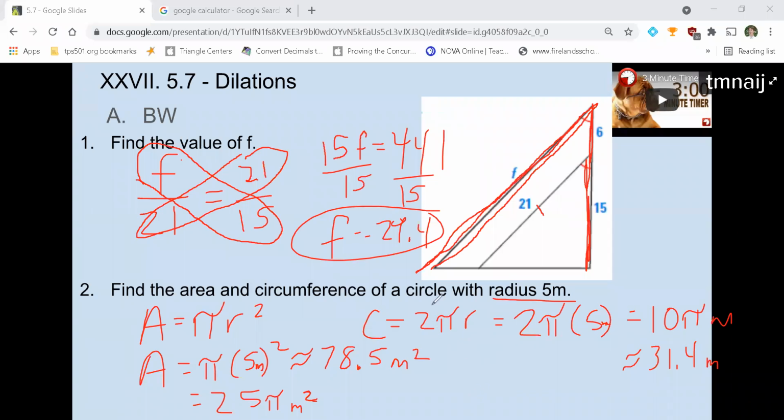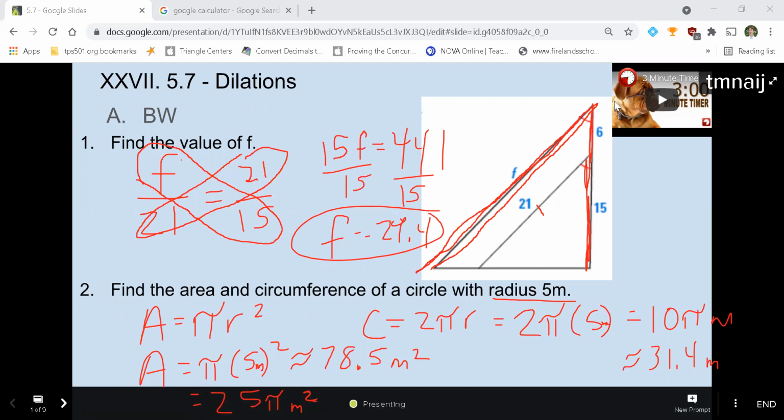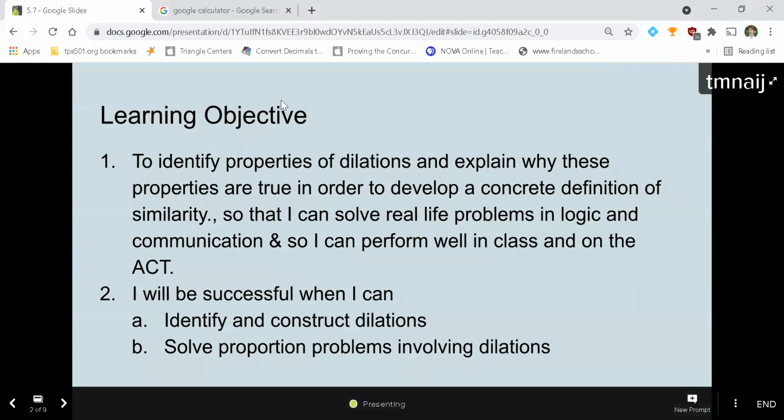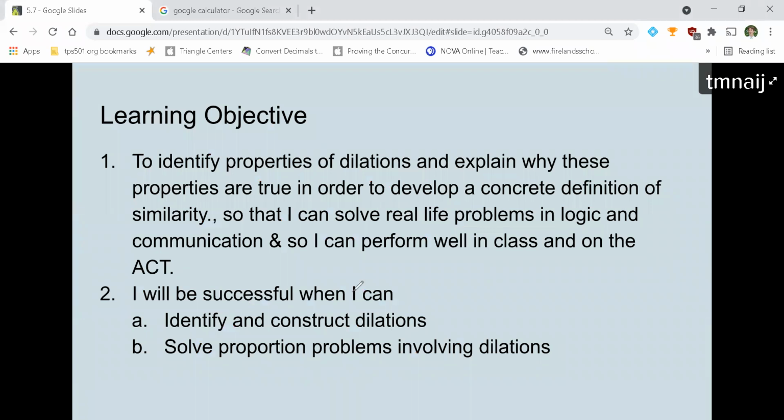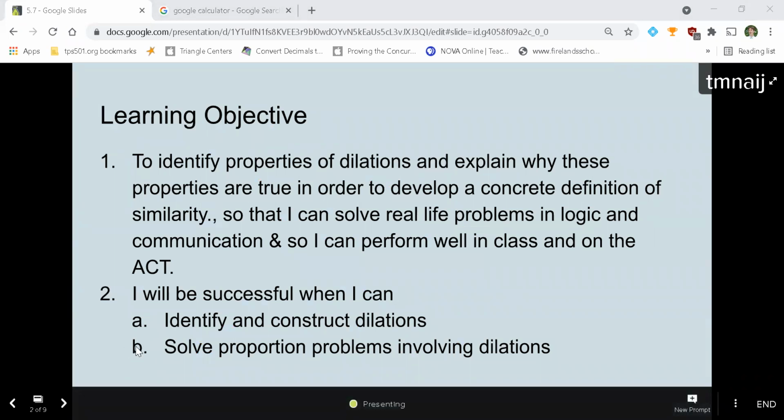I think it was number 2 on 5.6 and I think it's also number 2 on the one we're going to do today. We'll talk about dilations. So we'll focus on learning how to do 2 things: how to identify dilations, construct dilations, and then use dilations in proportion problems. Really, to be honest, we already know how to do that second one. We care more about these first 2: identifying and constructing dilations.